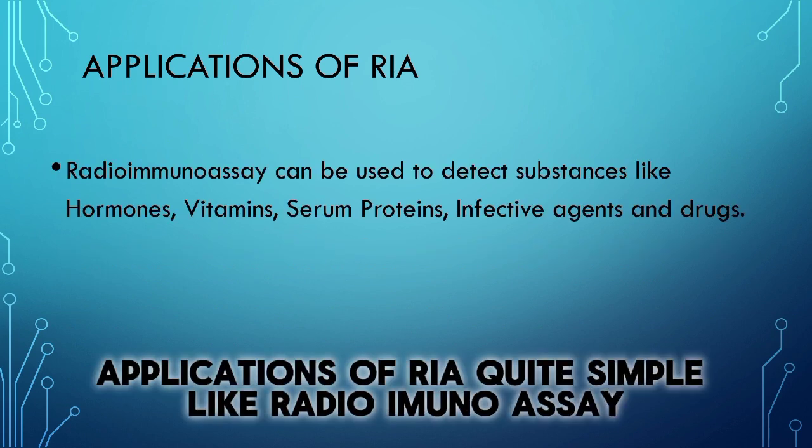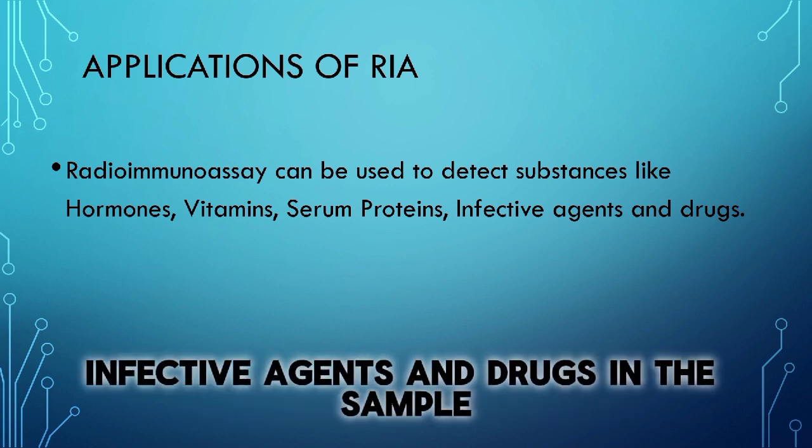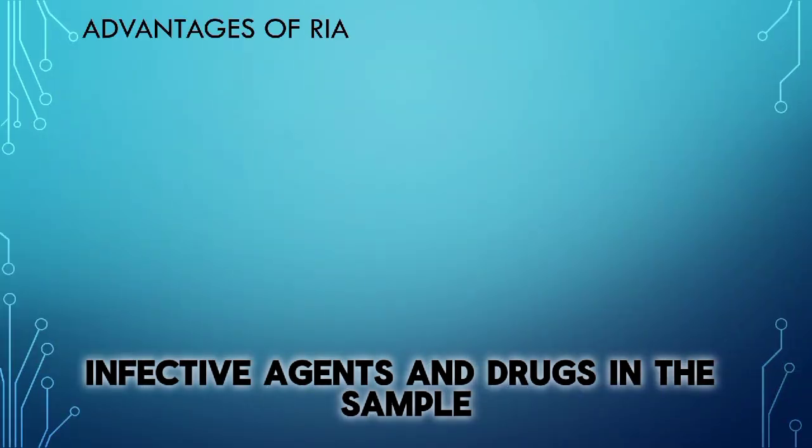Applications of RIA are quite simple. Radioimmunoassay can be used to detect substances like hormones, vitamins, serum proteins, infective agents, and drugs in the sample.